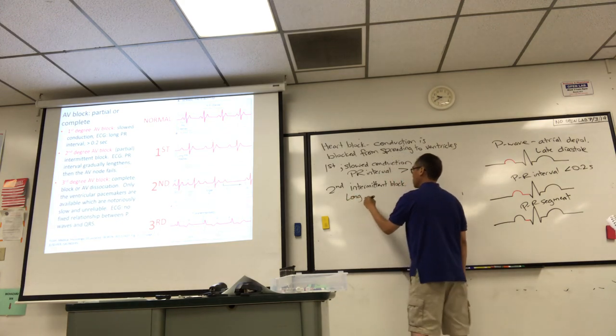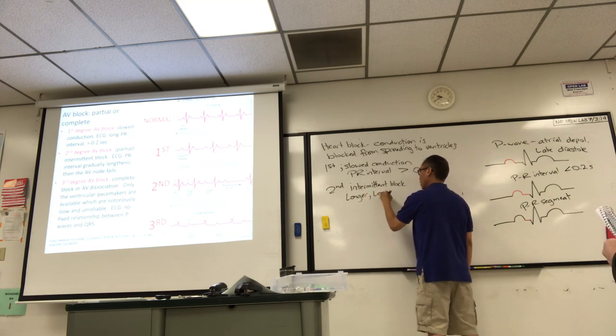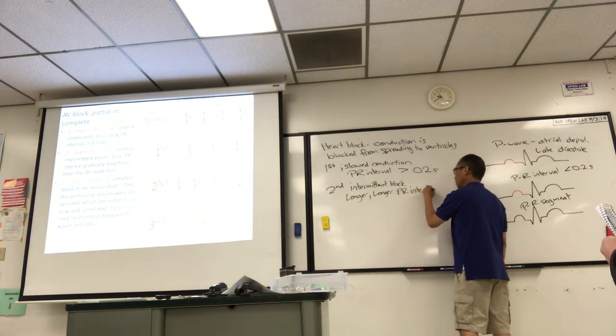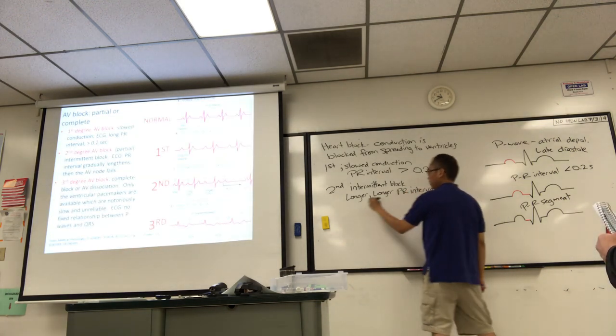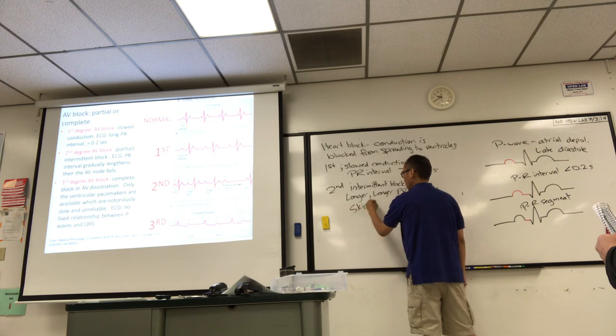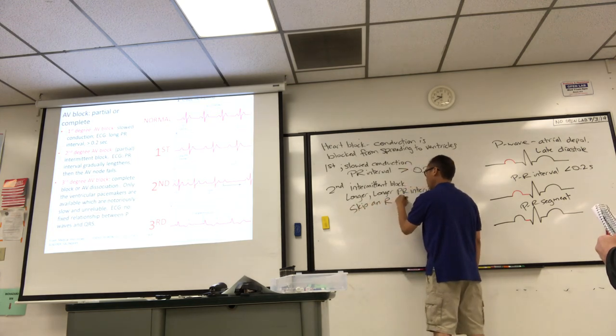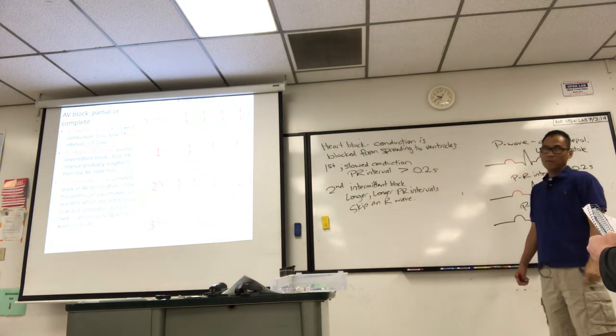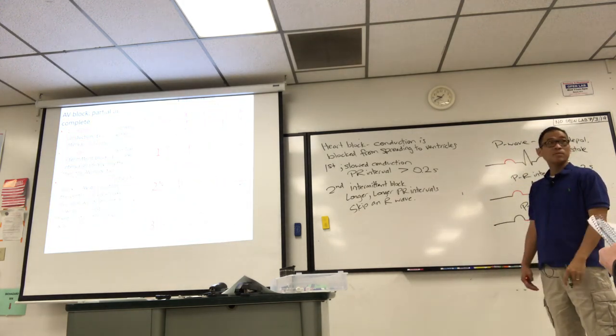So I'm writing intermittent block, longer PR intervals, and you skip an R wave. The R wave is that spike that's very noticeable. So when it's not there, it's very noticeable.